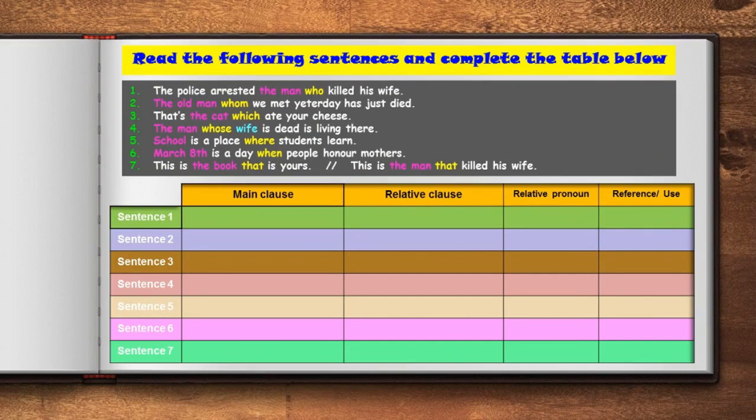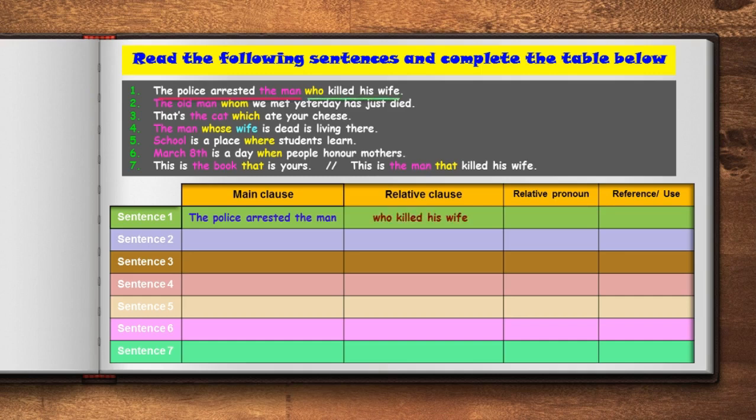Now we've got a table. Read the following sentences and complete the table below. We've got 7 sentences, and we need to read them and complete the table. We're going to have the main clause, relative pronoun, and reference or use. In sentence number 1, what is the main clause? The main clause is the police arrested the man. And then we have the relative clause. It always starts with a relative pronoun. So it is who killed his wife.